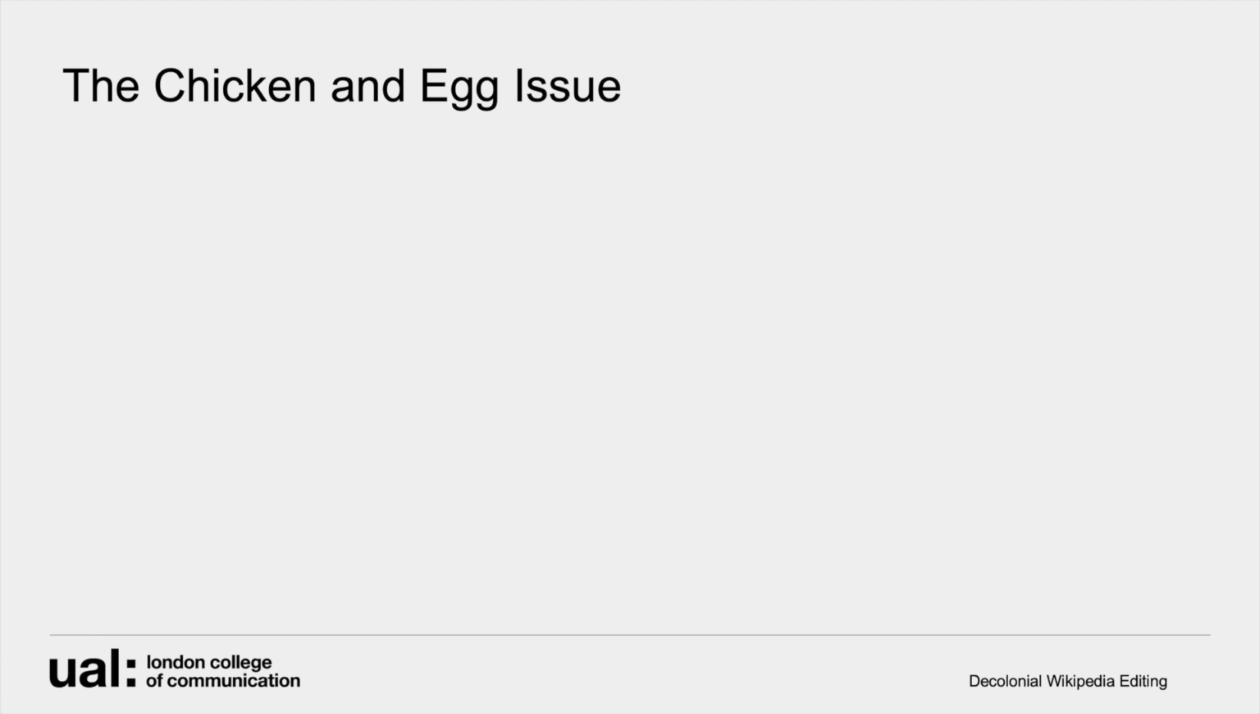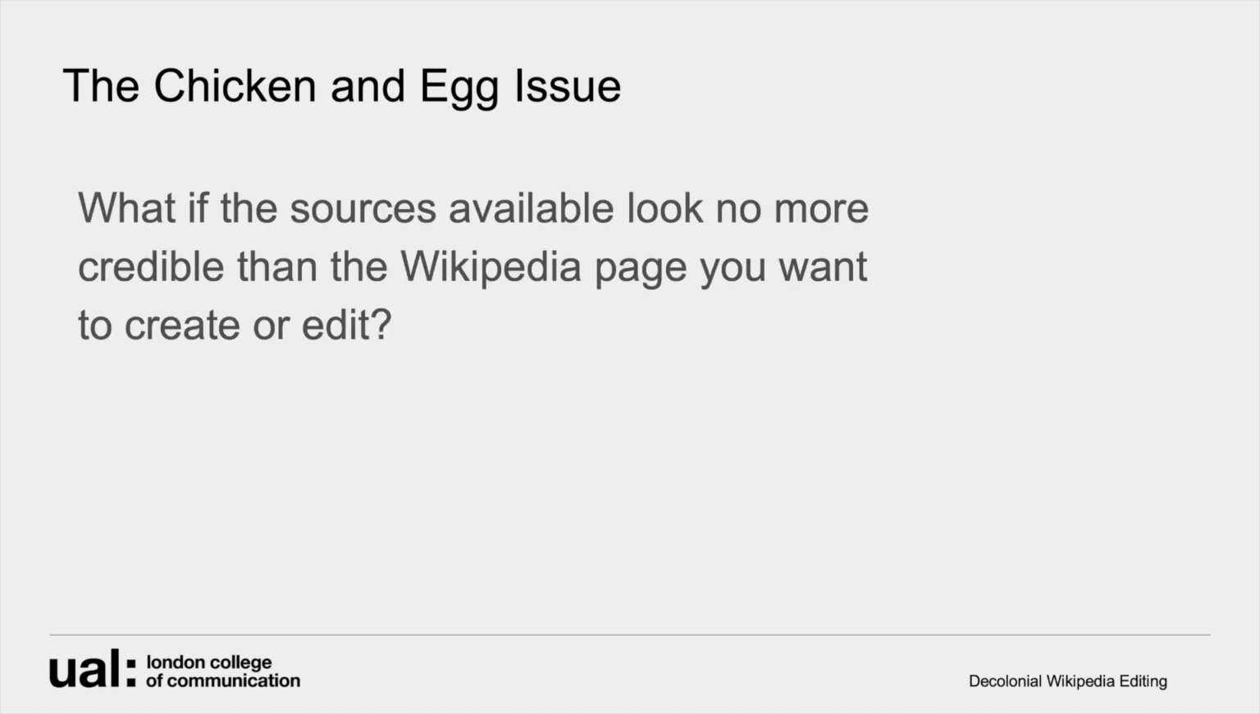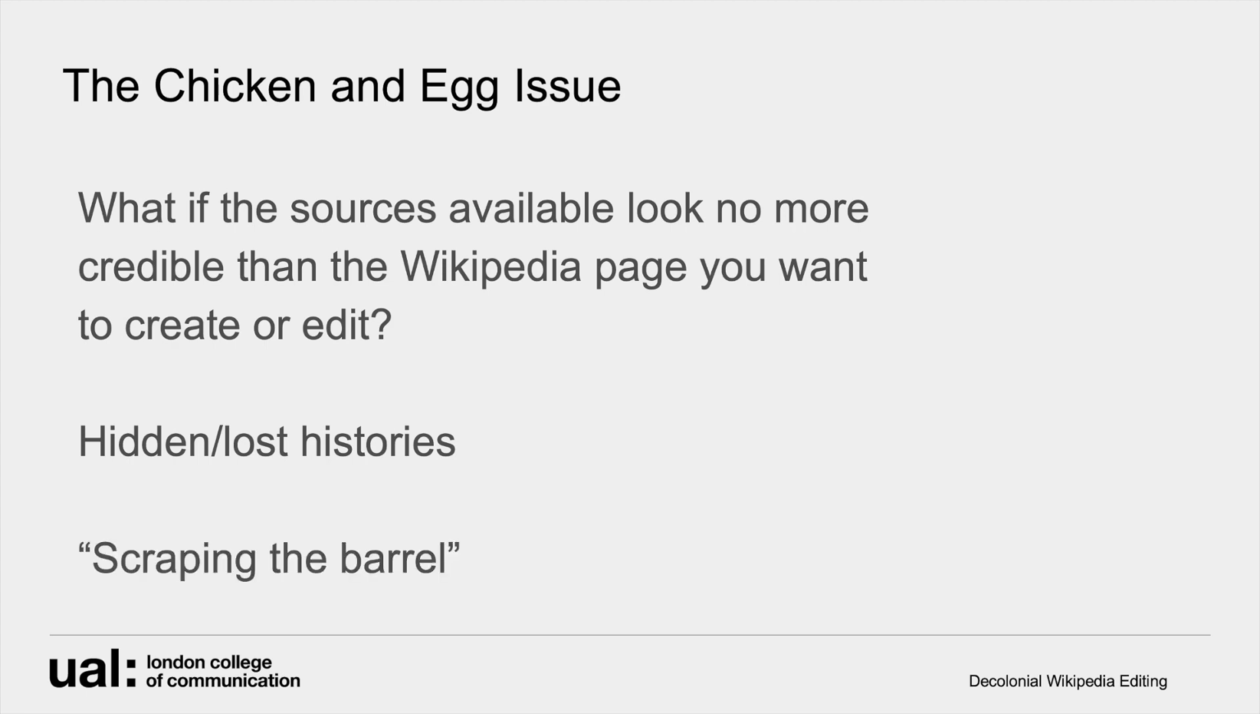Finally, there is the chicken and egg issue. Often, when we edit and write articles for underrepresented artists, adhering to proper conventions for reliable and reputable sources can be tricky when said artists have been underrepresented by the sources which we understand to be academically trustworthy. In this case, what happens if the sources available look no more credible than the Wikipedia page you want to create or edit? This might often be the case for hidden or lost histories, leading to the question of what came first, the chicken or the egg, and what might feel like scraping the barrel.